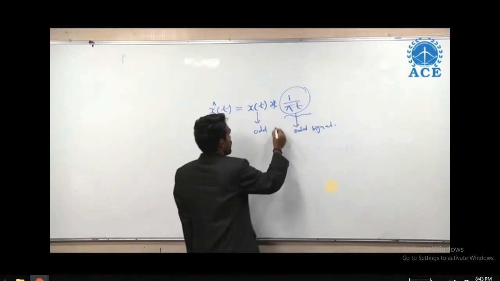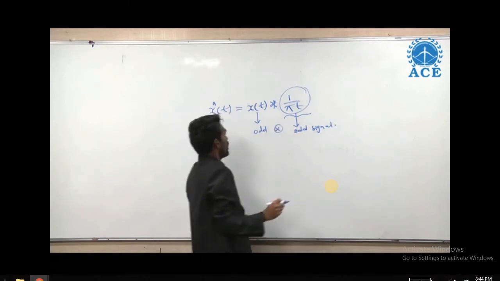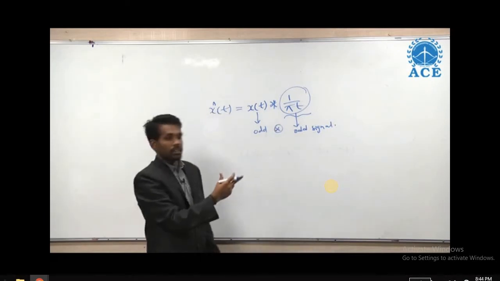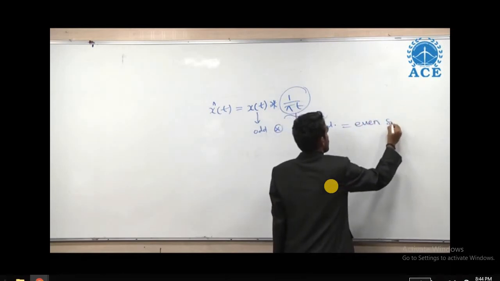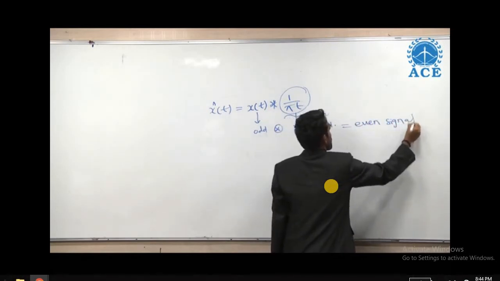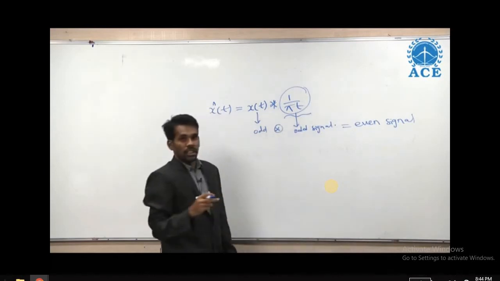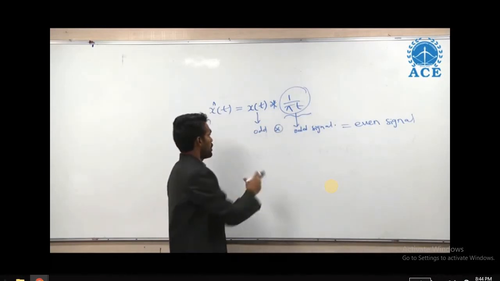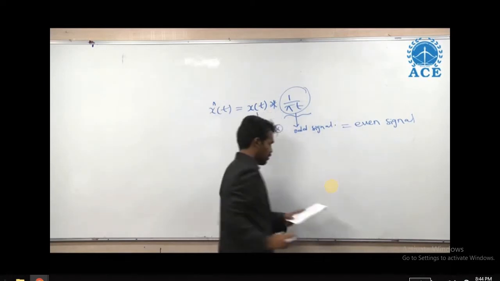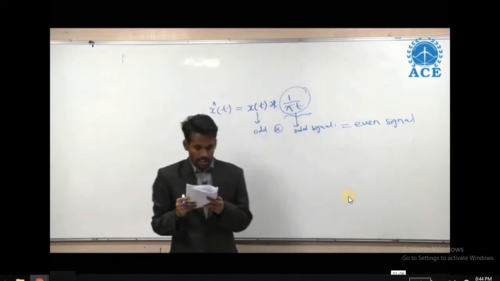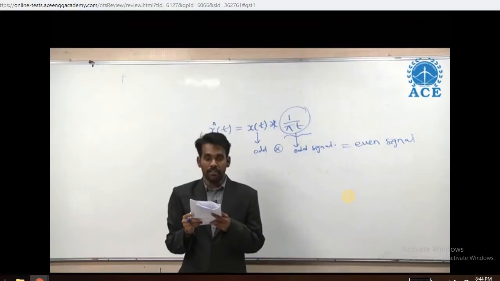So we know that odd signal convolution with odd signal is an even signal. Convolution is nothing but like a product operator. Odd signal multiplied with odd signal is an even signal. So from the options, the answer is option A.